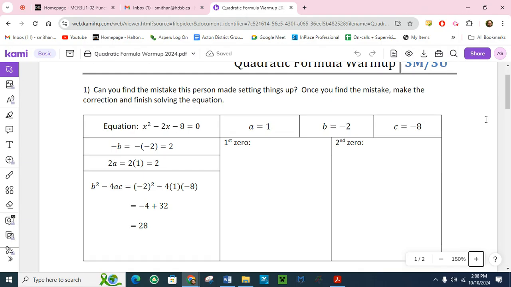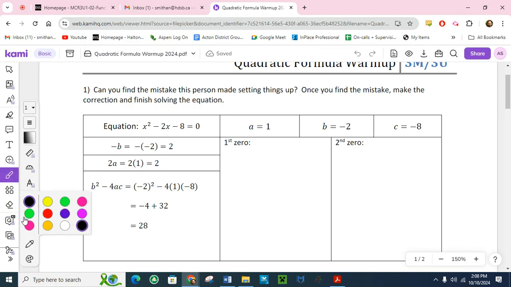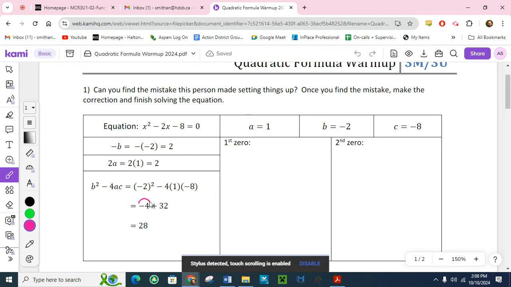-2 squared is not -4. And that is a mistake that many of you made yesterday. It's an innocent mistake. You forget to put the brackets around your -2, but -2 squared is +4. It should be +4, which makes this 36. And now you guys can continue.